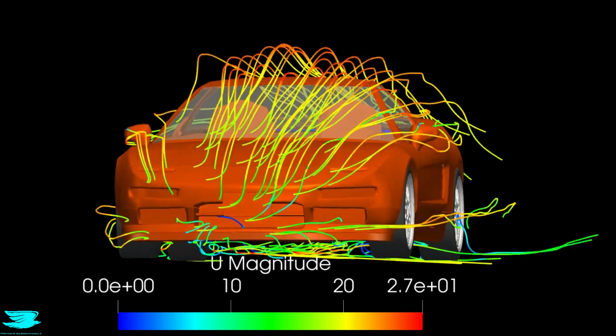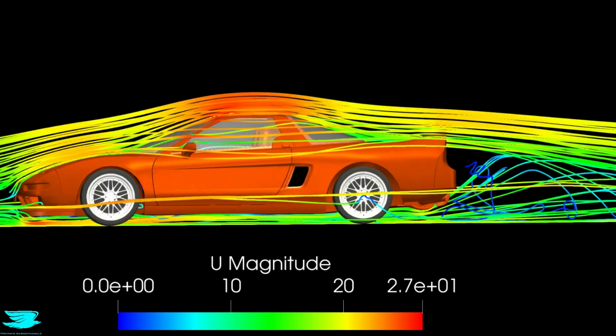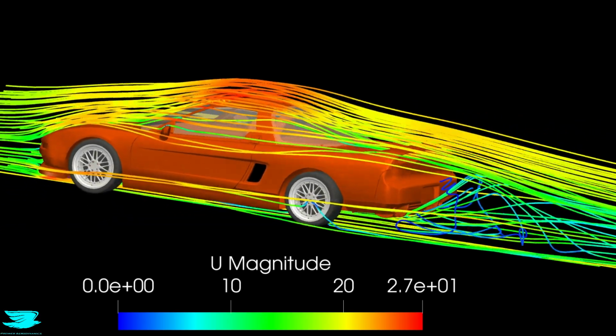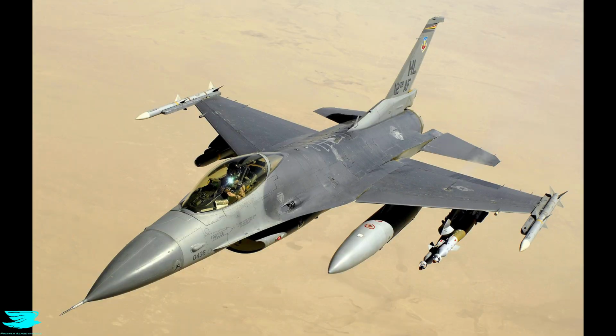The Honda NSX was actually an experiment by Honda, and its name is a testament to that. NSX stands for New Sports Car Experiment. And this experiment included having its aerodynamics modeled on the F-16 fighter jet.